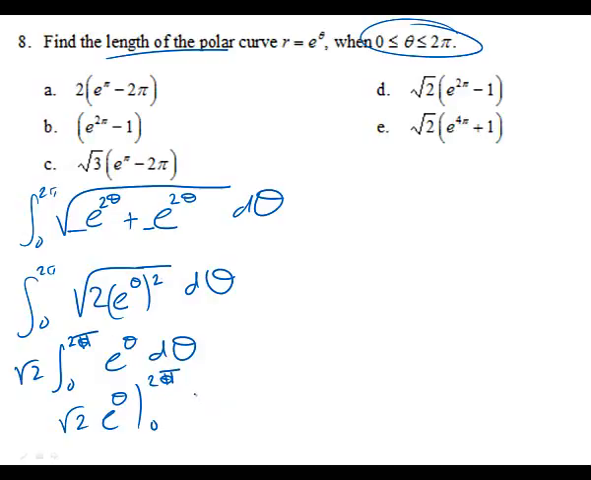All right. So now we're going to plug in. So we end up with square root of 2 e to the 2 pi minus square root of 2 e to the 0, which is, that's just going to go away, isn't it? Isn't that one of our choices? Well, what would I have to do now to get one of our choices? Pull out the square root of 2. See, that was a good one.